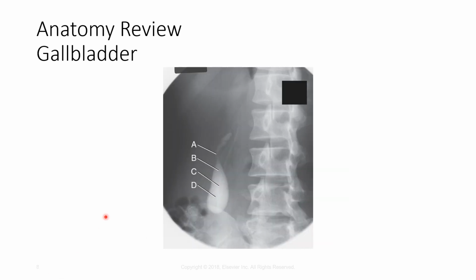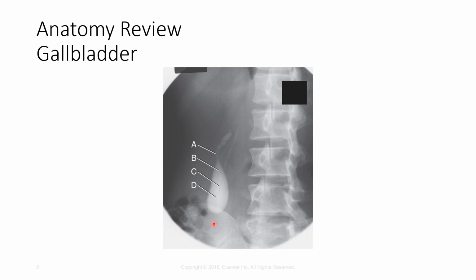This is not in your book, but this is an old film image of a gallbladder study where the patient would ingest oral cholecystopaque. They would take in the cholecystopaque and it would cause a concentration of the contrast media in the gallbladder. You can see down here is the fundus, the body, the neck of the gallbladder, and then you have the cystic duct.